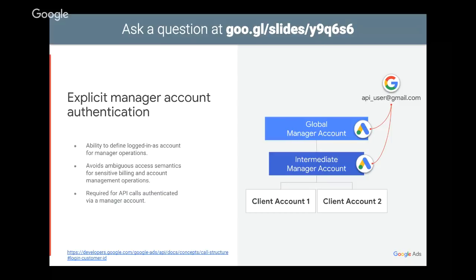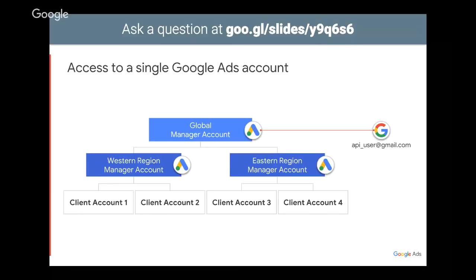So we have a new header that allows you to explicitly specify which manager account you're logged in as, and it's going to be required for any API call that gets authenticated as a manager account. Now, I'm going to make this a little bit more explicit. I know there's a lot of words, but I think a diagram speaks 1,000 words, right?